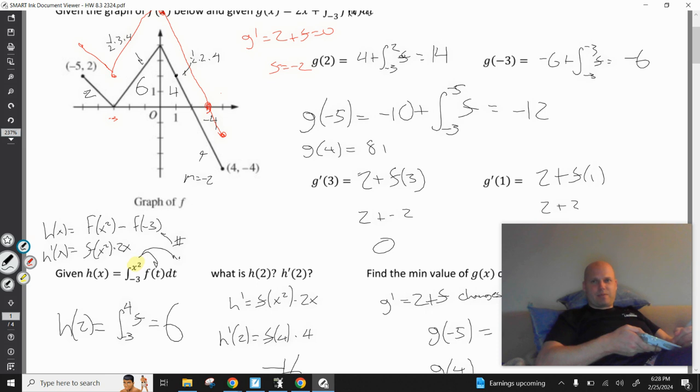I get 8 plus integral from negative 3 to 4. Did I find this? Why did I not find this? I did. Negative 3 to 4 is 6. So this is 12, 14, 14. Yeah, so obviously I start at the min. Yes! I increase a bunch to the max, and then I go down a little bit.